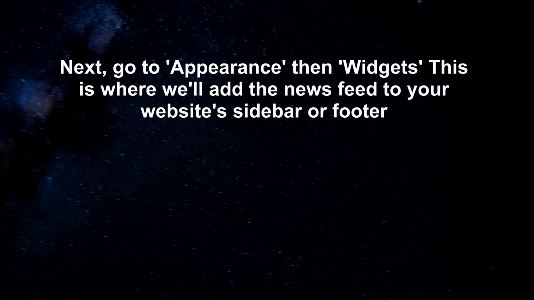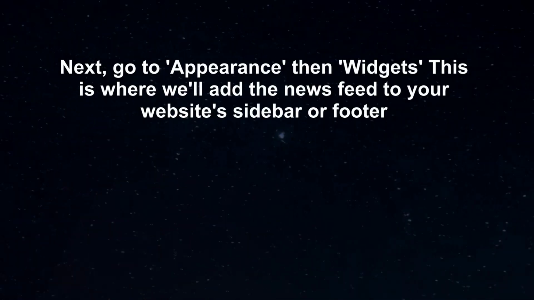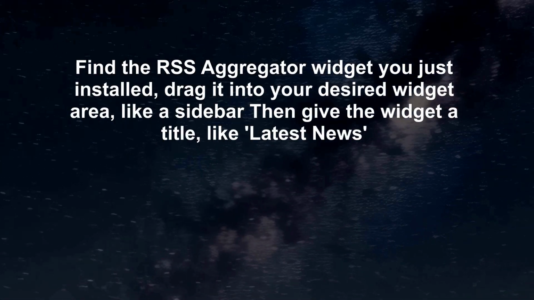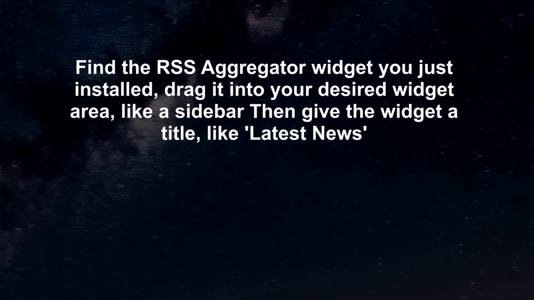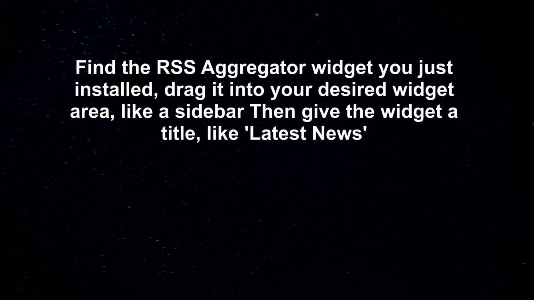Next, go to Appearance, then Widgets. This is where we'll add the news feed to your website's sidebar or footer. Find the RSS Aggregator widget you just installed. Drag it into your desired widget area, like a sidebar, then give the widget a title, like Latest News.